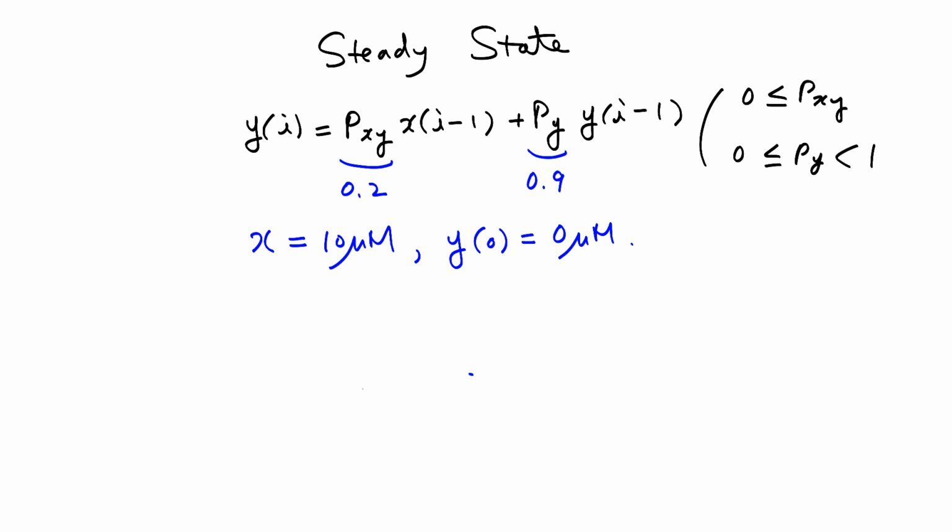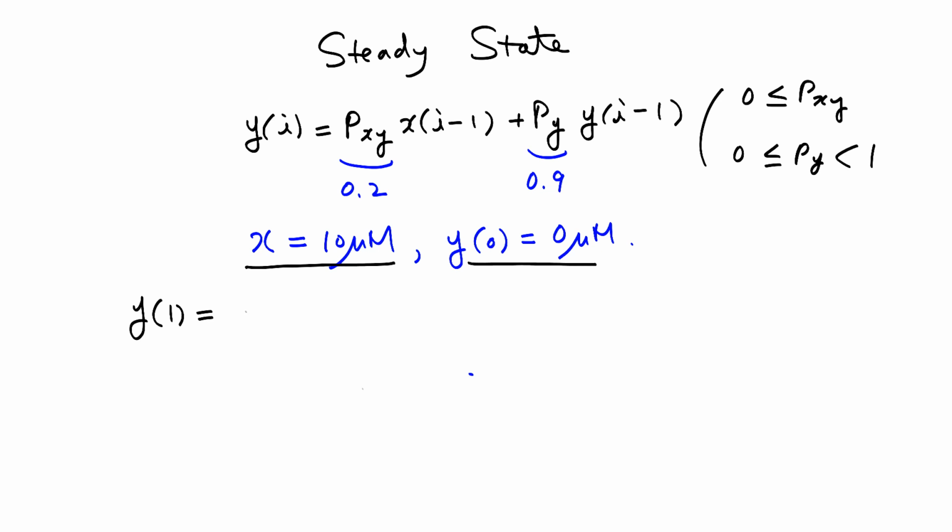Now I want to talk about steady state. When we have this simple two-gene regulatory network where X activates Y, and if you assume constant X, then Y reaches a steady state. Let us assume P sub XY is 0.2 and P sub Y is 0.9, and X is constant. The protein concentration is always 10 micromolar and the initial Y concentration is 0 micromolar. Then what is Y of 1?